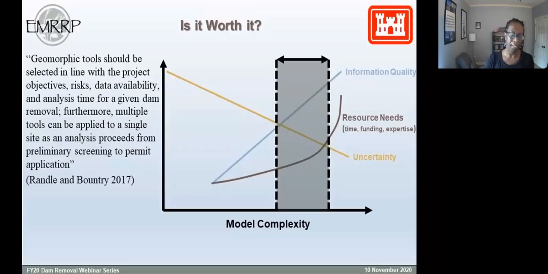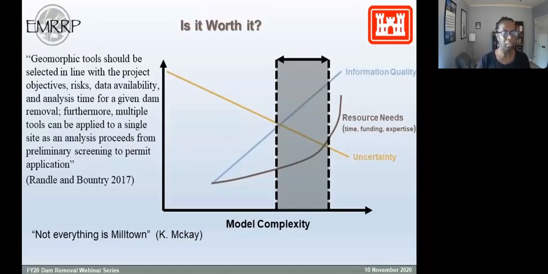And my favorite quote of the last few weeks is from Kyle, in which he basically said, not everything is Milltown. I love that quote because basically it means that, in a specific situation where you have a large dam with contaminants of concern moving towards the population potentially, then, yeah, you might need to do some very extensive modeling. But if you don't have certain concerns, or if you can get the information that you need with a back-of-the-envelope calculation, then sometimes that's sufficient.